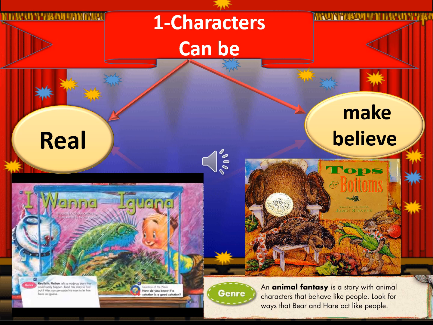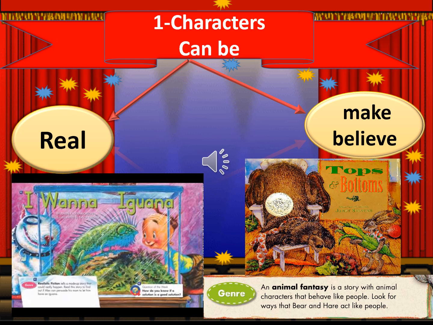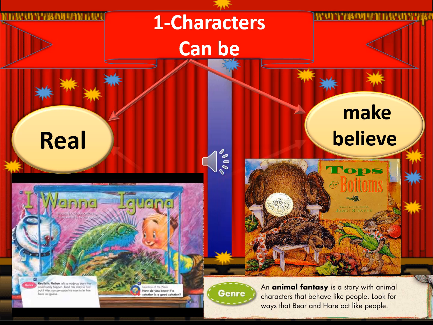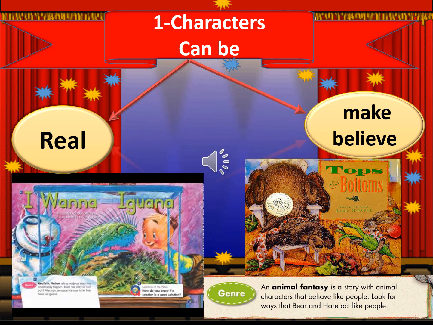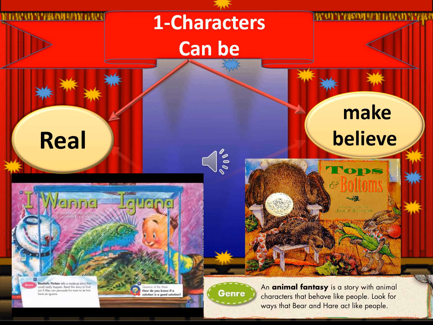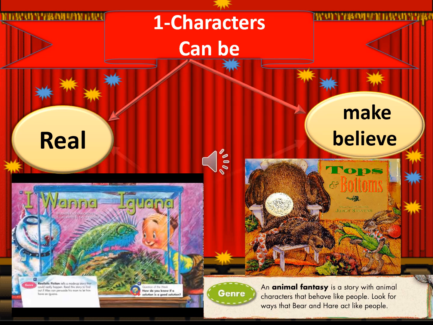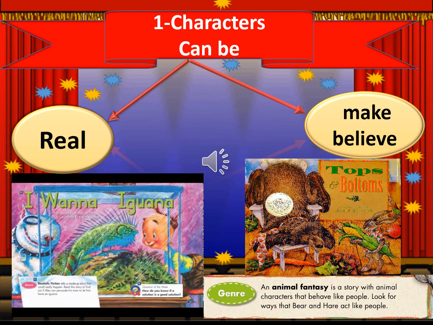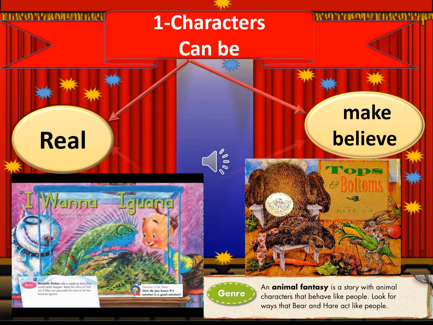Real, here, like I Want Iguana. Do you remember this story? It was realistic fiction, means the events and the characters were real. And we studied before Tops and Bottoms. Do you remember this story? Yes, it was an animal fantasy, means make believe. It was a story about two animals, the rabbit and the bear, and it was an imaginary story, make believe. So, characters can be real or make believe.